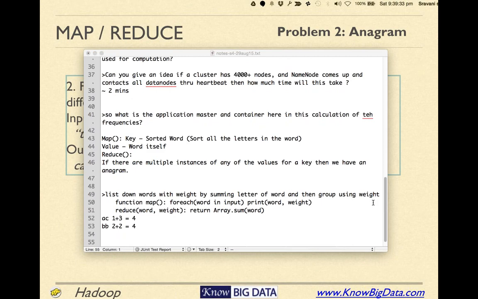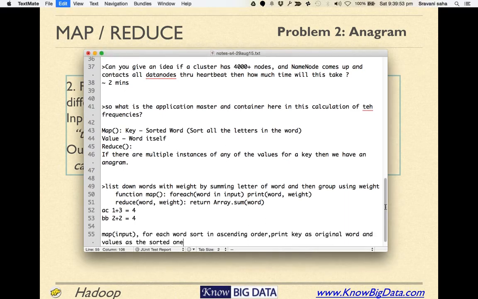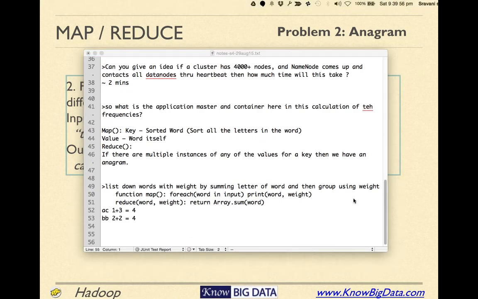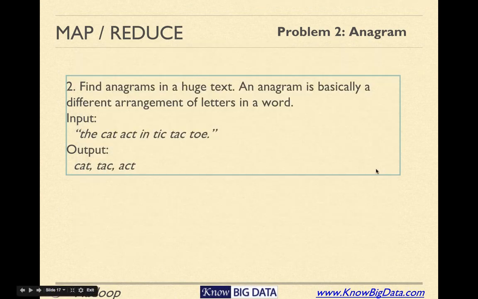Awesome. So Sravna's approach is similar to Ravikant's. And then we have Lakshman's approach, which is also similar to Ravikant's. Good. We have the same approach from Anandita: for each word, sort it in ascending order, print the key as the sorted value and the original word as the value. Brilliant. Anybody else?